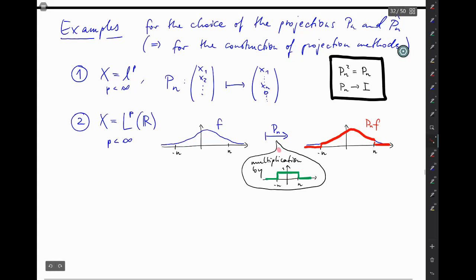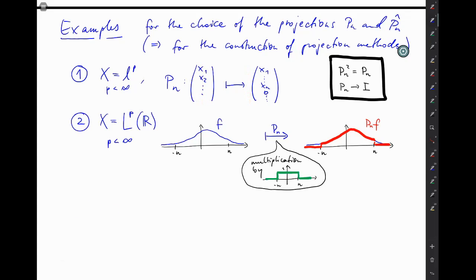If you like this idea of identifying a projection or a truncation Pn by the operator of multiplication by a function that is 1 somewhere and 0 elsewhere, then of course you could also interpret this truncation here as component-wise multiplication of the input vector by the vector that is 1 in the first n entries and 0 in the rest.